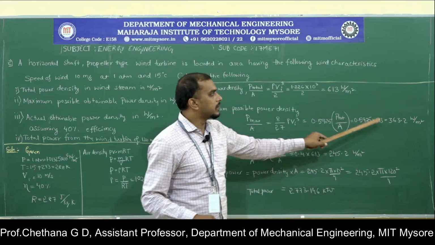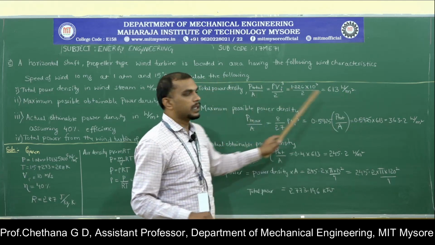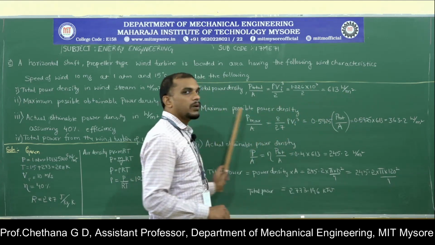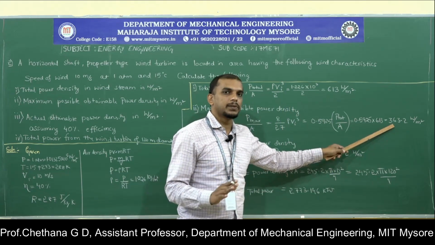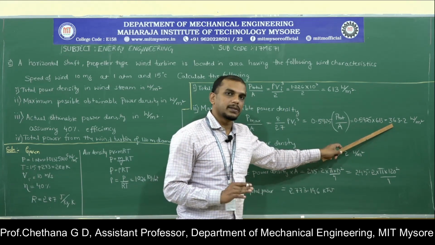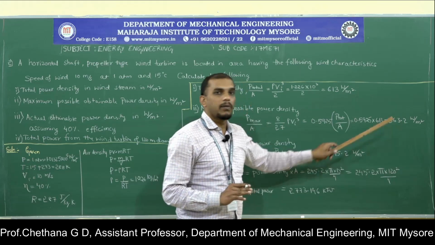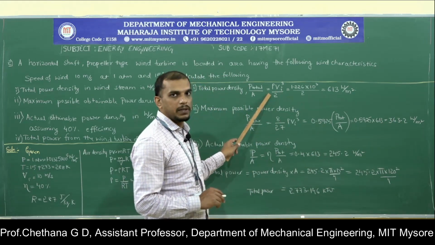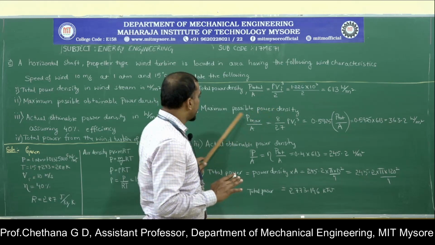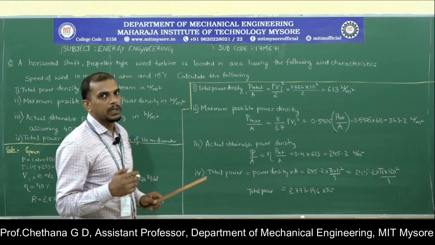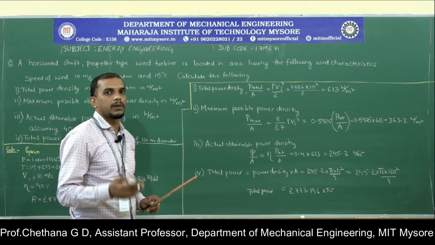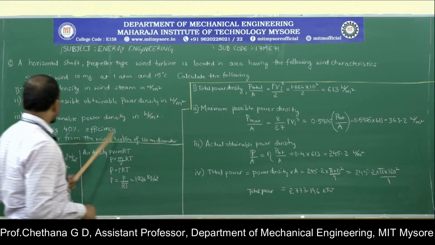Look at these two values now. This is the total power density, but the maximum we can get is 363, and the actual will be lesser than this value. So this is the maximum you can get. This is the power available in the wind, the power density which is in the wind. This is the maximum power density we can get, but the actual will be much lesser depending upon the efficiency of the conversion, which he has given you.